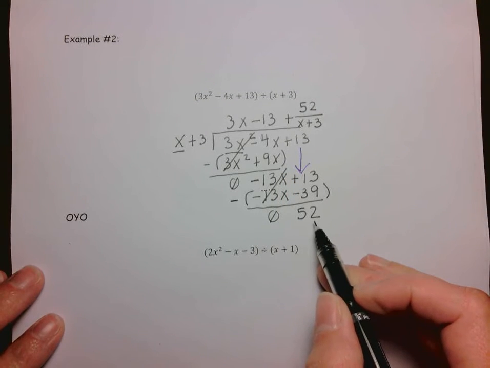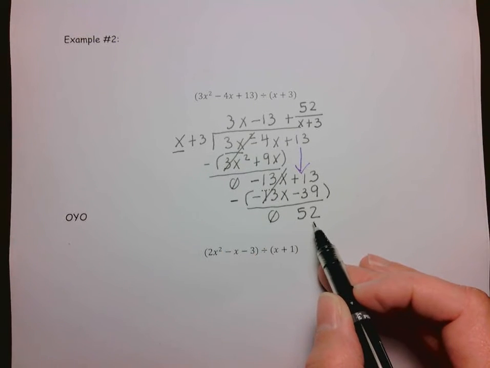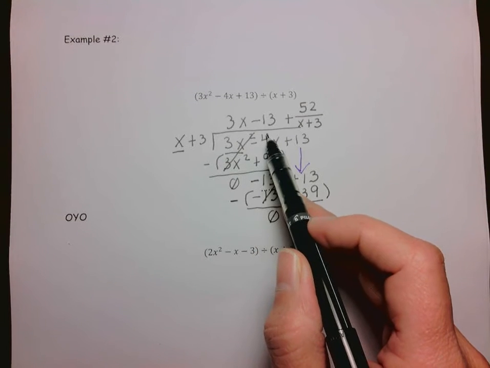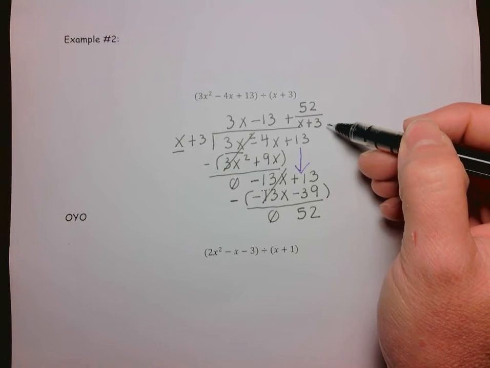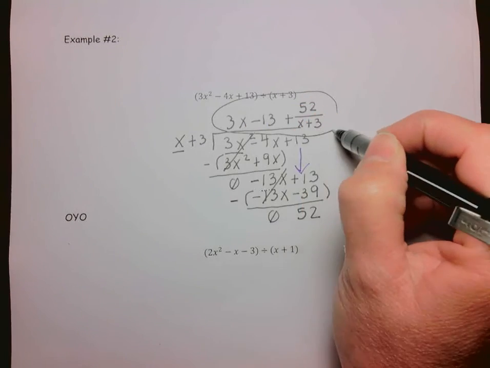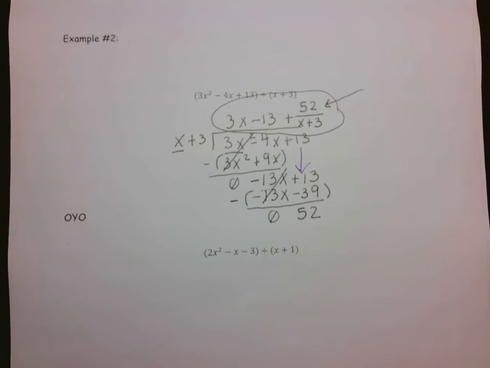Once you can't make x into this number, you know you're done. You can't go any further. And so this is going to be the numerator of my remainder. So my answer is going to be 3x minus 13 plus 52 over x plus 3. That is my answer, and this 52 over x plus 3 is going to be my remainder. So rewind this, watch that again if needed, and go ahead and try this on your own problem.